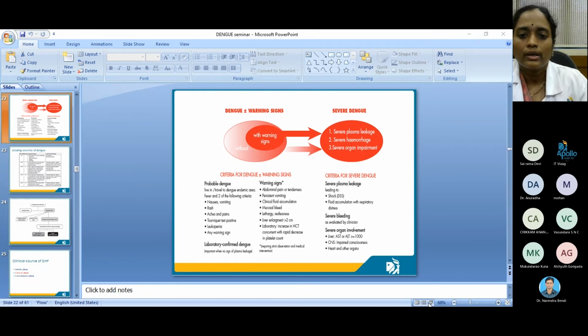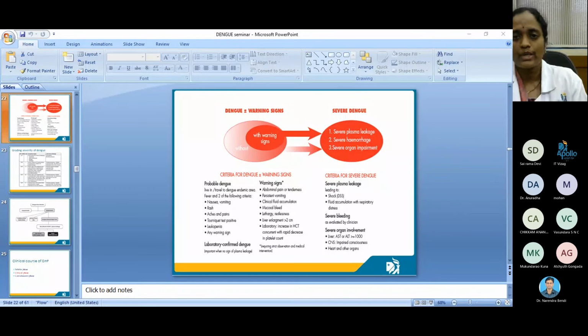Patients with warning signs are prone to decompensation at any point. They are more prone to shock. So any patient, more so the patient with warning signs, may progress into severe dengue, wherein we see severe plasma leakage, severe bleeding, and severe organ involvement. So this was the previous classification which was used, and now we have changed it to dengue with warning signs, and severe dengue.